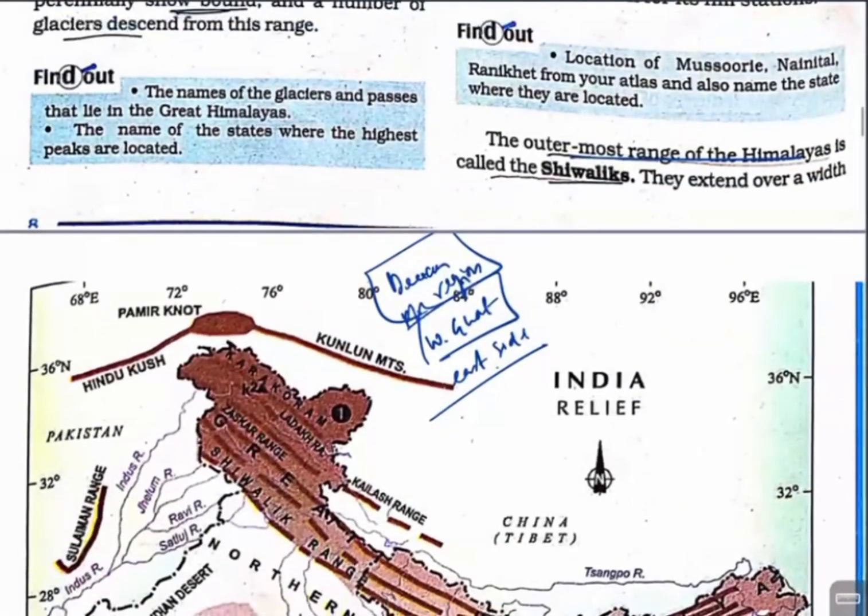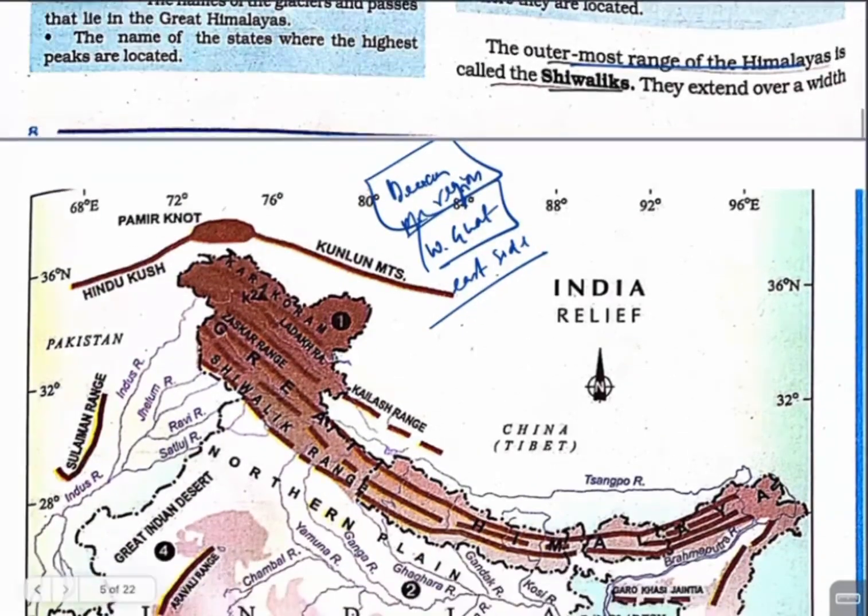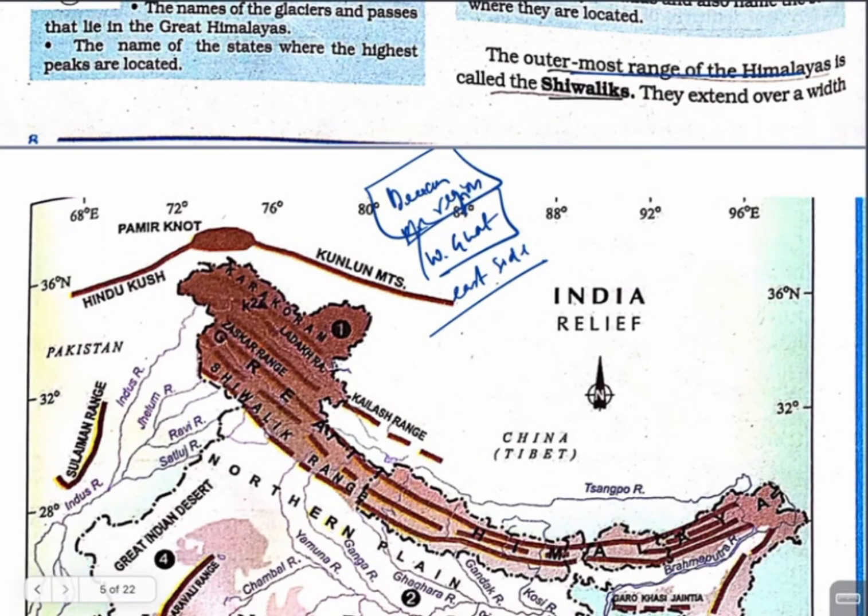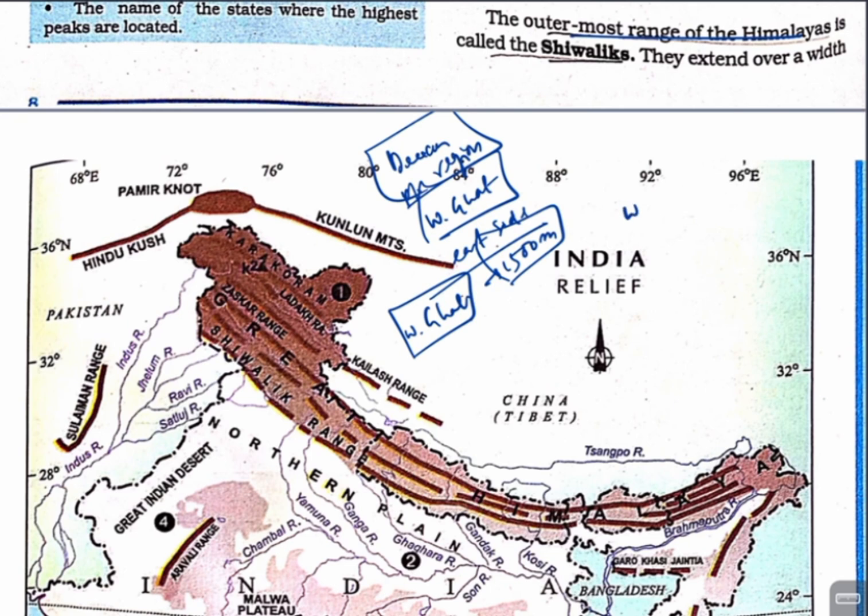So the Western Ghat has an average height of about 1500 meters, and higher in the southern part. They are also relatively more continuous with just four passes. Even the Western Ghats are continuous.